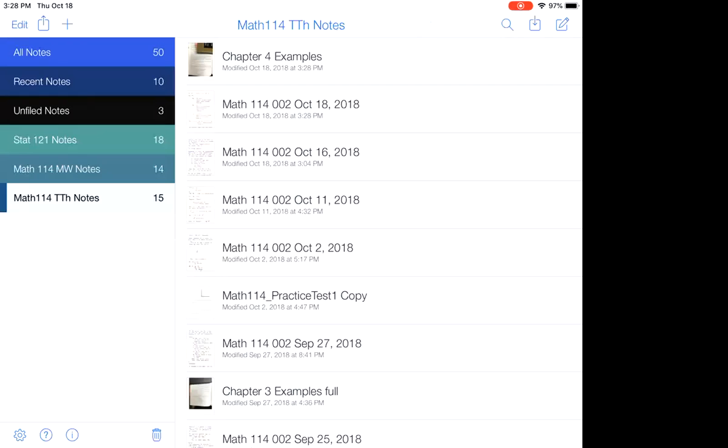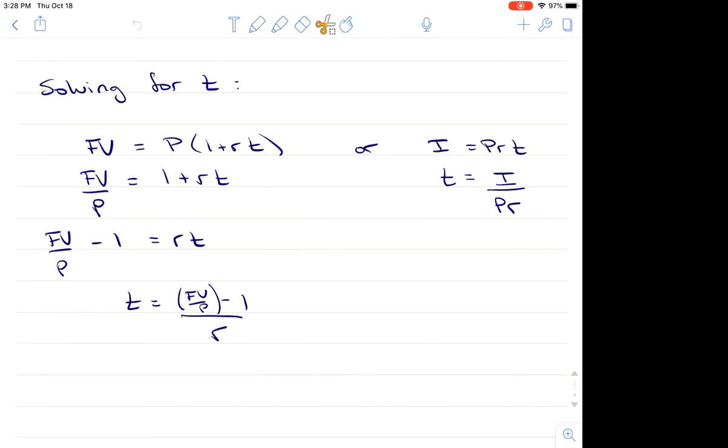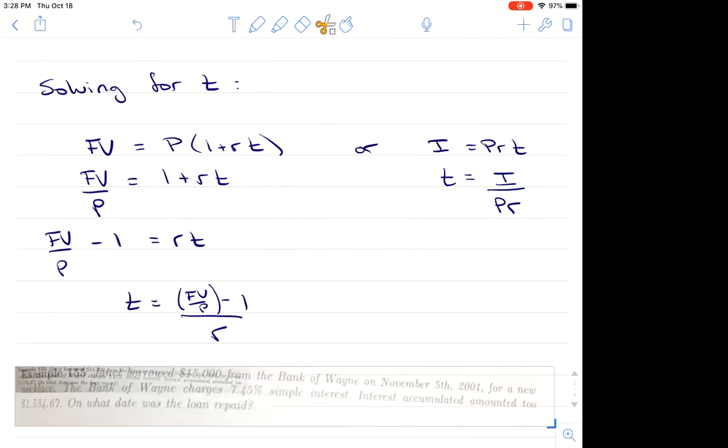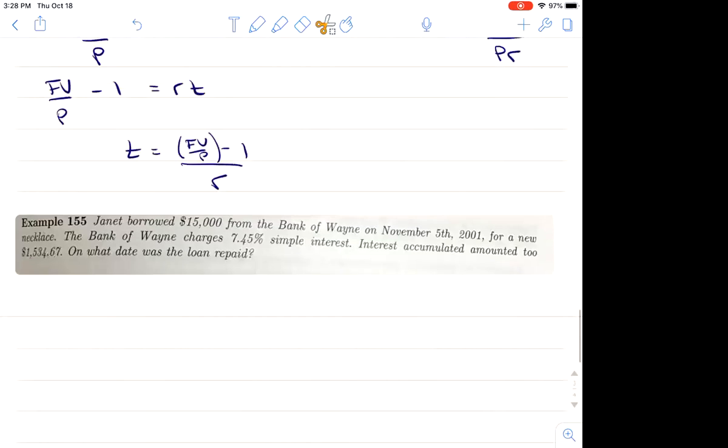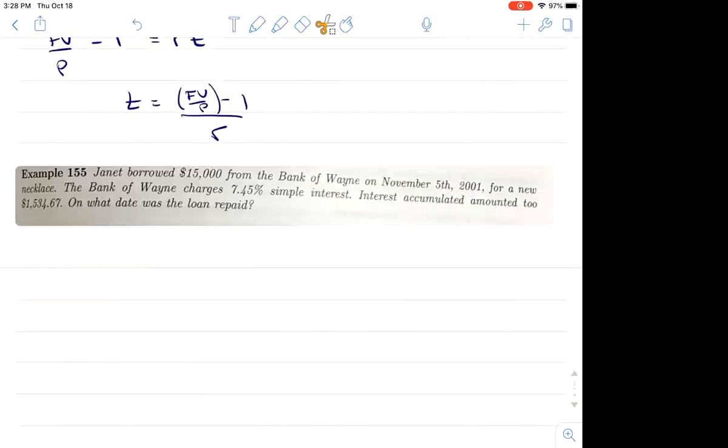Oh, I think this question's hilarious because my parents have neighbors that they hang out with, and their names are Janice and Wayne. But once they've had a couple, they call themselves Wayne and Janie. So here, Janet, which is pretty close to Janice, borrowed $15,000 from the Bank of Wayne, which is also hilarious.